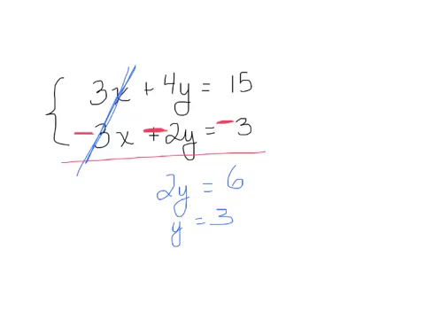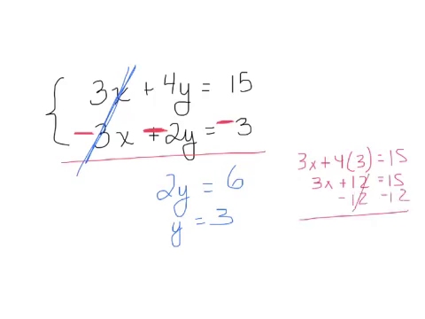Once I get the solution, plug it in. 3x plus 4 times 3 is equal to 15. 3x plus 12 is equal to 15. Subtract 12. I get 3x equals 3. Divide by 3, divide by 3. I get x is equal to 1. So my solution once again would be (1, 3), making sure I list the x first, followed by the y.